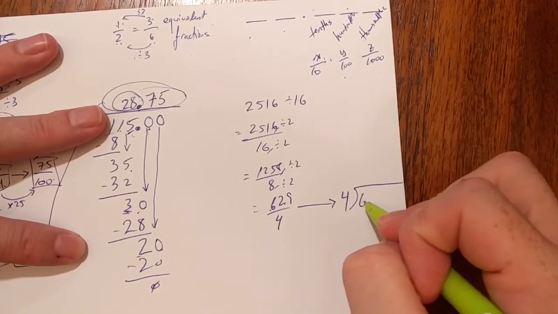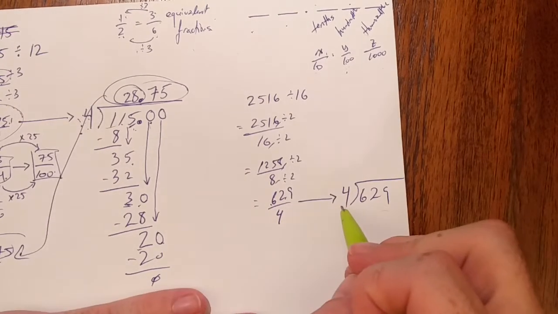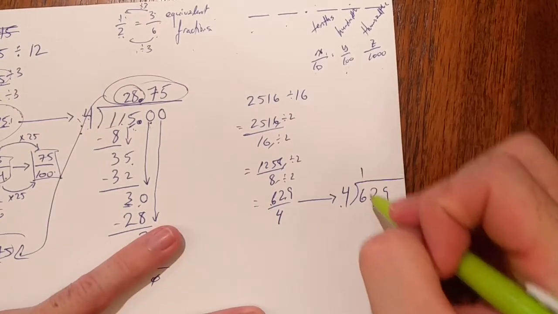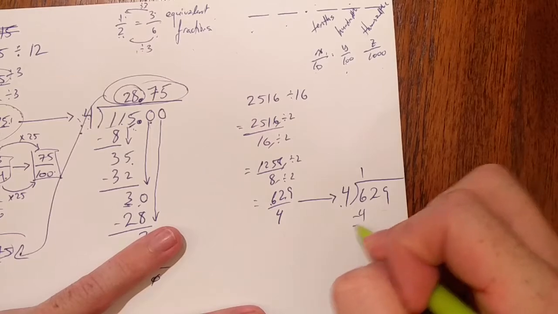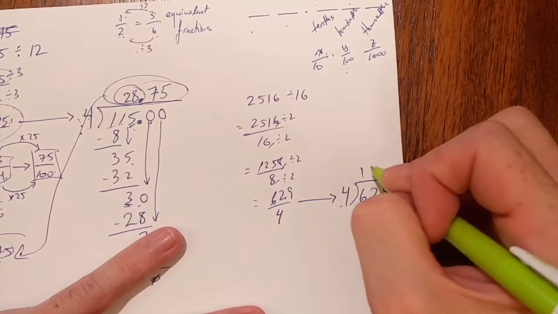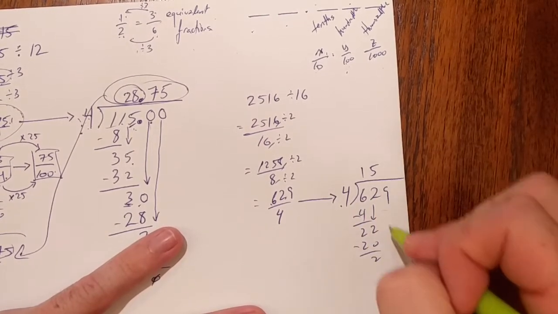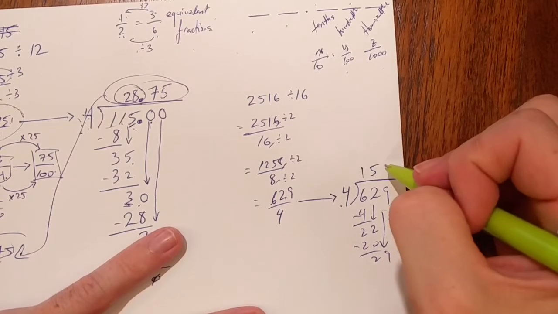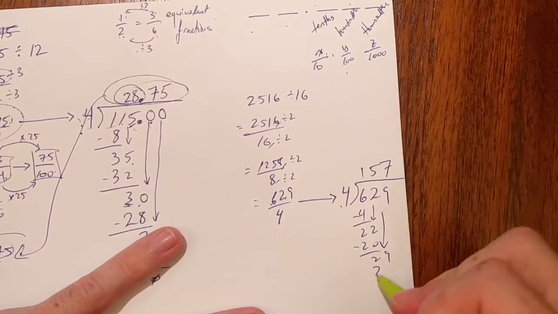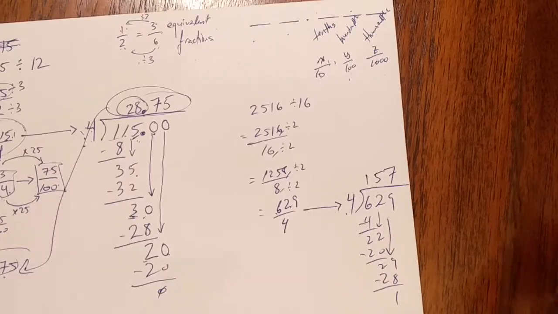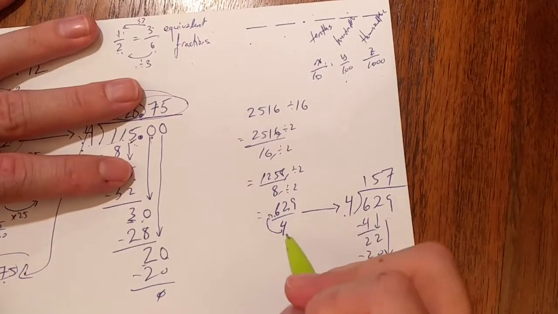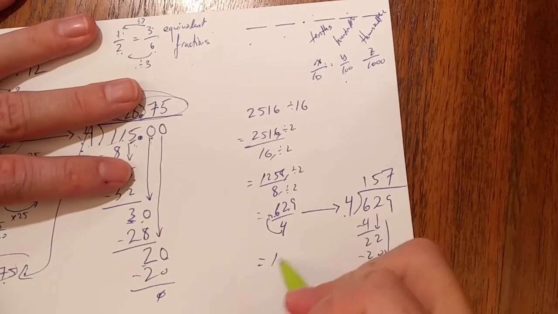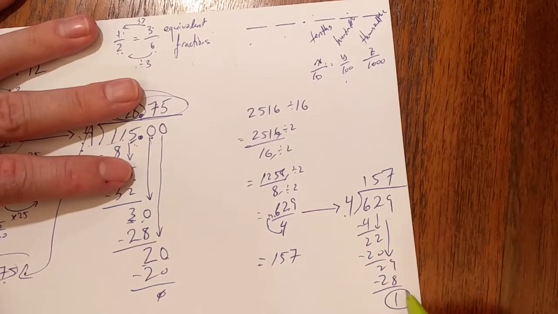How many 4s go into 629? Well, 4 goes into 6 one time, which is the same as 4. 2, bring down the 2, that's 5, which is 20. Bring down the 9. That's 7 times, which is 28, with remainder 1. Come back over here. How many 4s go into 629? Well, 157. What's left over?